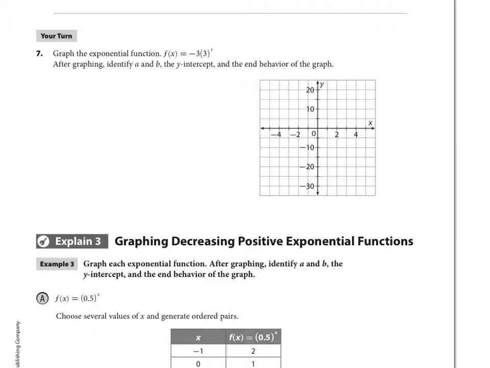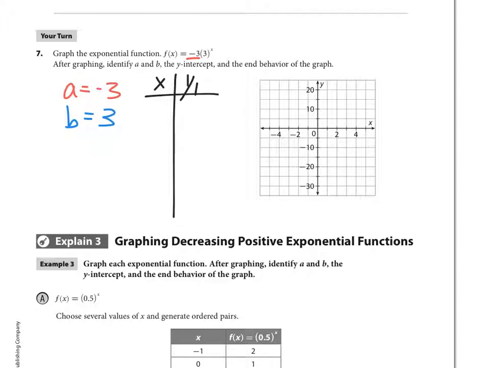Okay, the next one is very similar, but you see they've changed the values here. So a is -3, b is +3. Remember that negative is going to make it go down. Flip it over the x-axis. We do our values again.